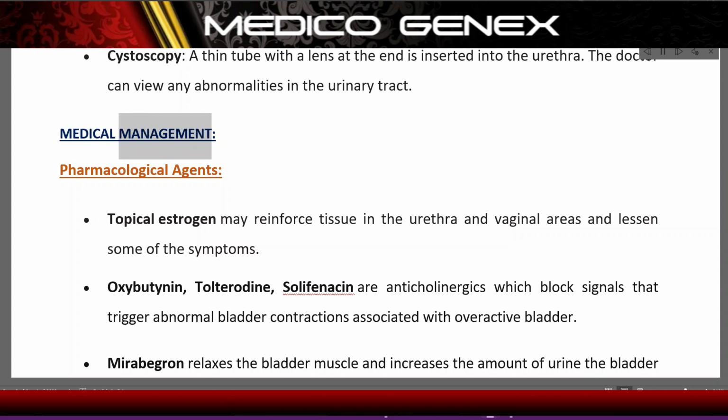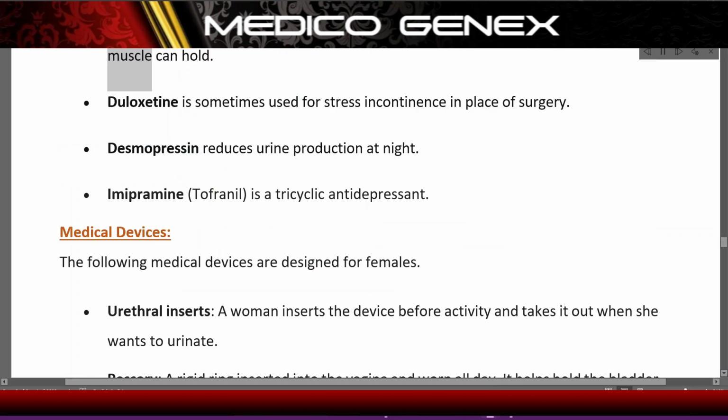Medical management. Pharmacological agents. Topical estrogen may reinforce tissue in the urethra and vaginal areas and lessen some of the symptoms. Oxybutynin, tolterodine, solifenacin are anticholinergics which block signals that trigger abnormal bladder contractions associated with overactive bladder. Mirabegron relaxes the bladder muscle and increases the amount of urine the bladder muscle can hold. Duloxetine is sometimes used for stress incontinence in place of surgery. Desmopressin reduces urine production at night. Imipramine, Tofranil, is a tricyclic antidepressant.